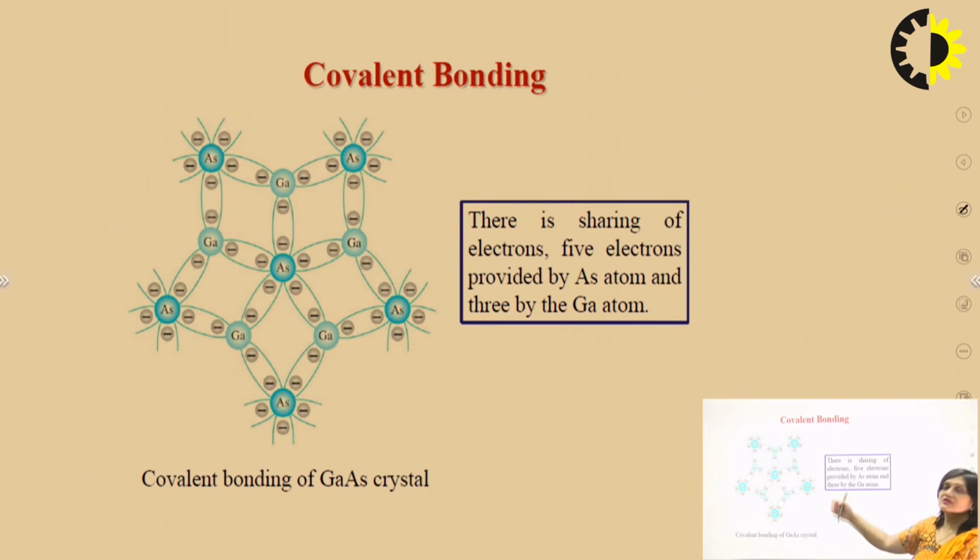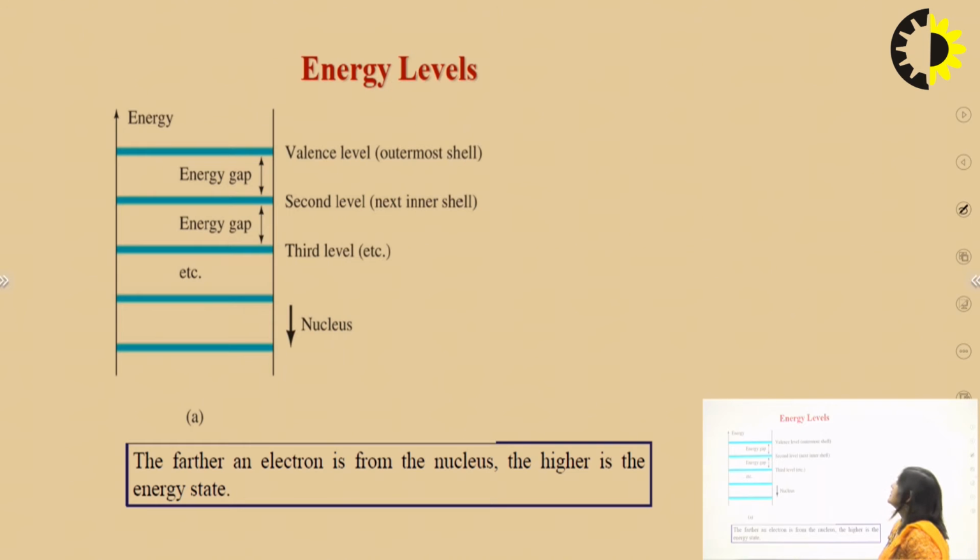This is also the structure for gallium arsenide, and this is arsenic, and here gallium is there. So these are the strong covalent bonds they share, and this is the energy levels of the semiconductor atom. This is the valence band, and this is the nucleus. If the valence electron is at the highest level, it has the highest energy. If it is at the 4th level of the energy, it will have more energy in comparison to the electron that is at the 3rd level.